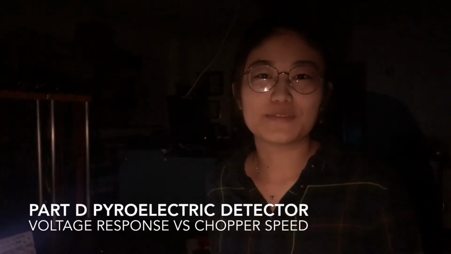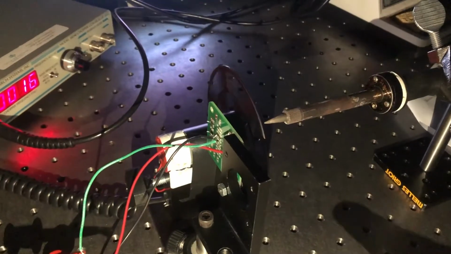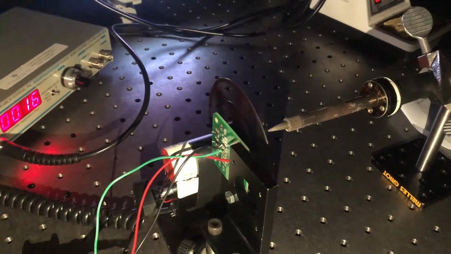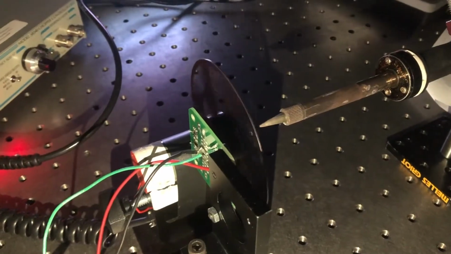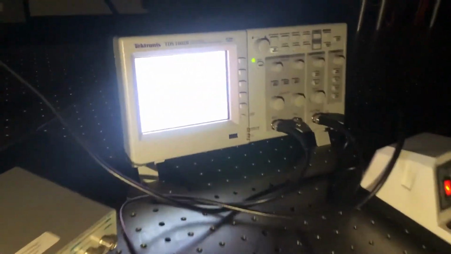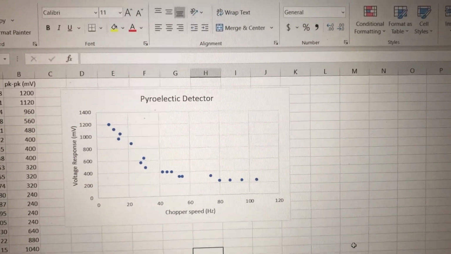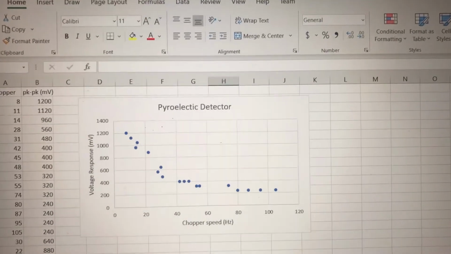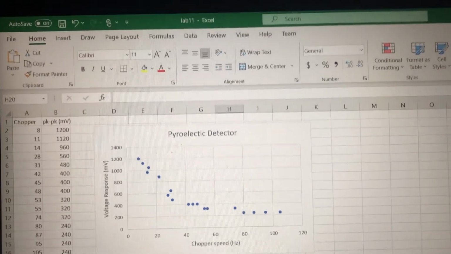Our purpose is to further explore the pyroelectric detector, and here's the setup. We have the chopper in between the source and the detector, and we use the chopper controller to control the speed of the chopper, and we connect the detector to the oscilloscope to measure the peak-to-peak voltage. Here's a plot of the voltage response as a function of chopper speed. With the increase in chopper speed, the voltage response decreases, and it plateaus with a certain chopper speed.